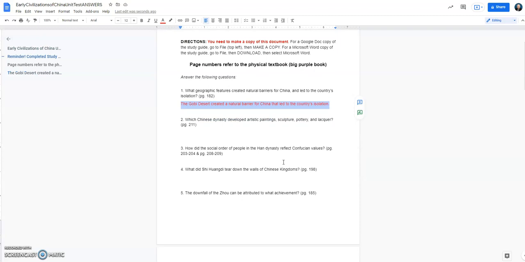Question 2. Which Chinese dynasty developed artistic painting, sculpture, poetry, and lacquer? That would be the Han Dynasty. The Han Dynasty developed a lot of things, including those things listed. So the Han Dynasty, there we go.